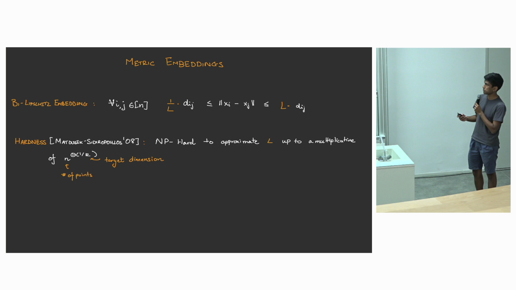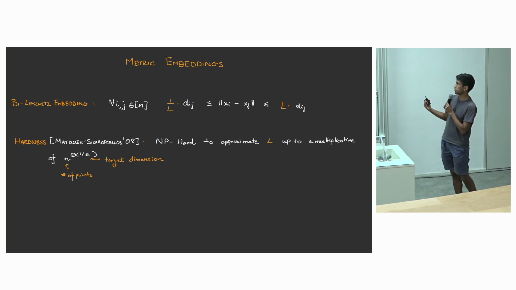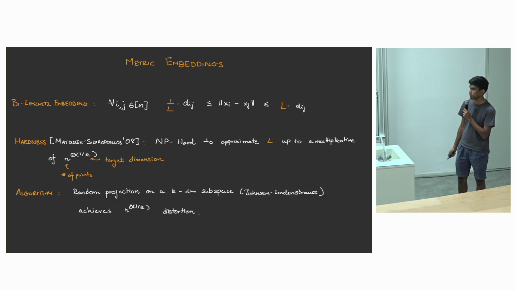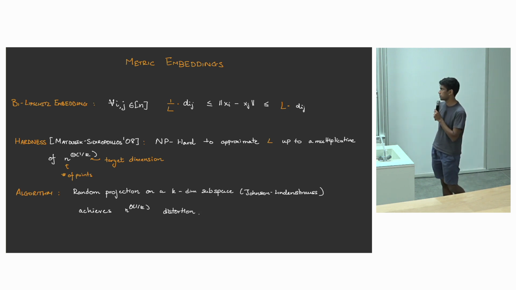So what do we know about results for this? There's a hardness result, which shows that it's NP-hard to approximate the optimal number L by a multiplicative factor better than n^(1/k). And this n^(1/k) approximation is attained by the Johnson-Lindenstrauss algorithm, where you just project these points in R^n down to a random k-dimensional subspace. So this very simple algorithm attains n^(1/k).